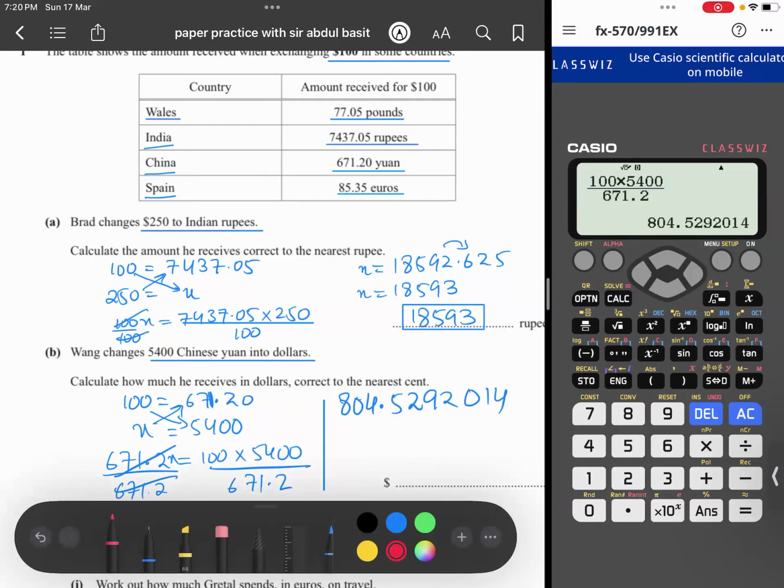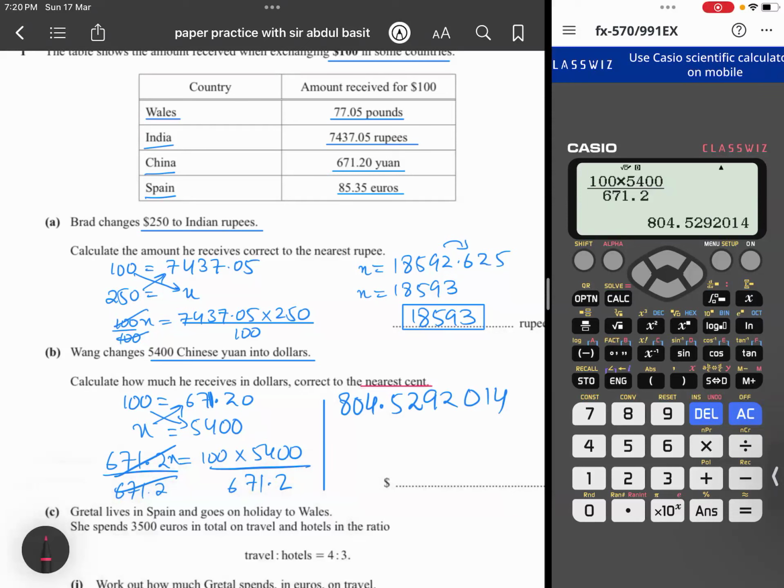According to the Cambridge Examiner, correct to the nearest cent. So, beta, we know that in dollars we have 100 cents. Yes or no? So according to the question, it is 52 cents, but after 52, it is 9. So I will write here 53. So 804.53 means 804 complete dollars, and 53 means what? 53 cents. Got it, everybody, or not?